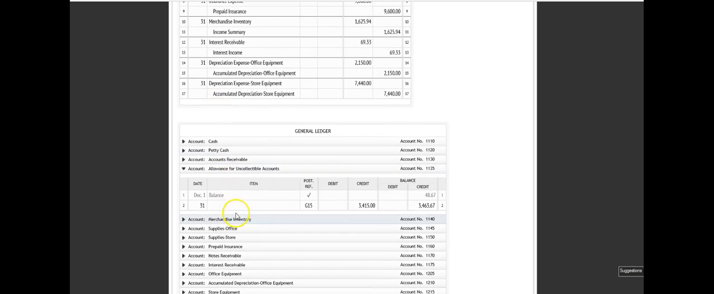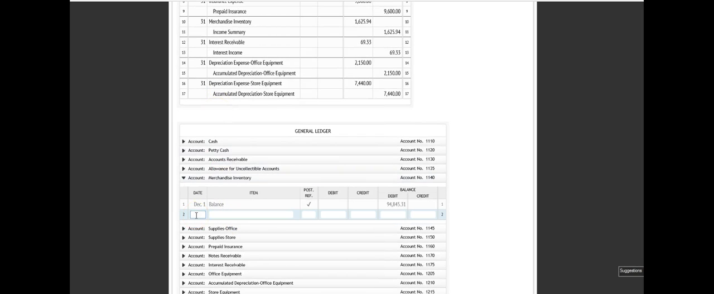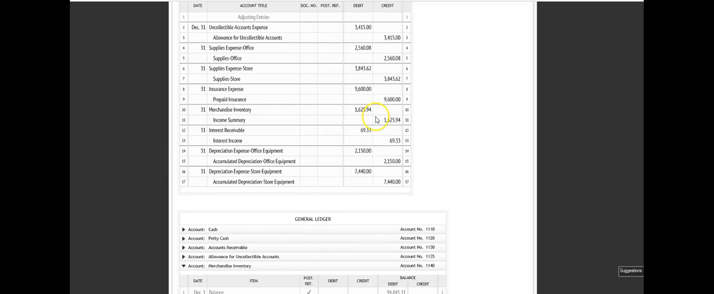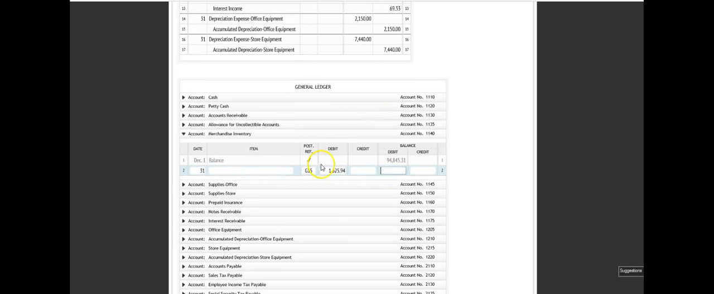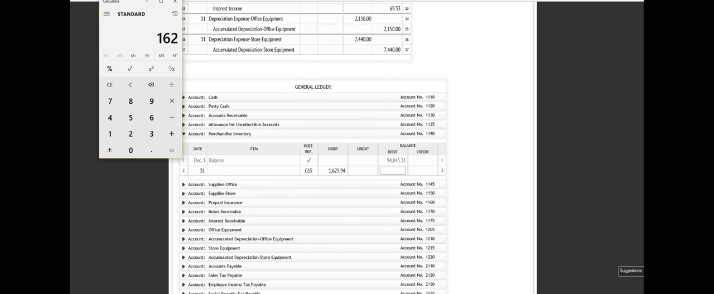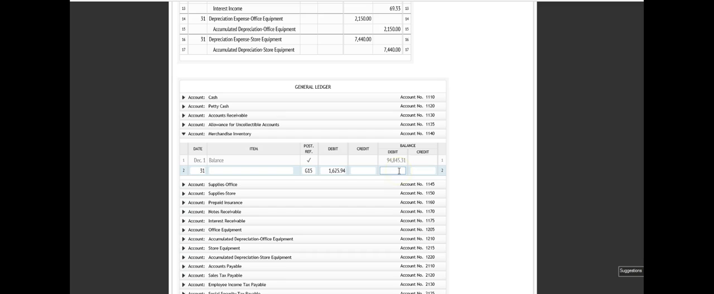merchandise inventory right here. Let's take them one at a time so we don't forget one. G15, and our debit is 1625.94. So we have a new debit, 94,845.31 plus 1,625.94 is 96,471.25.